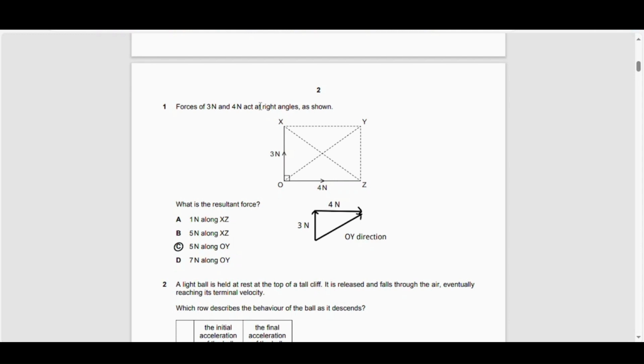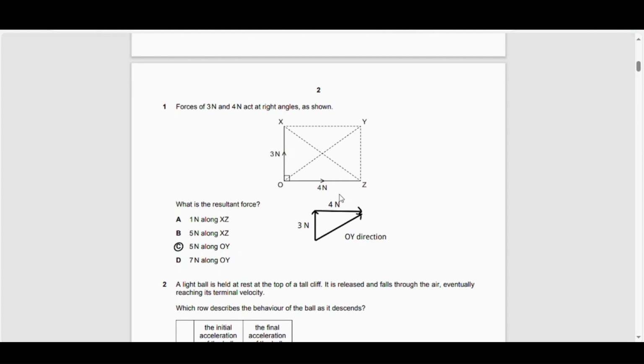Now, the first thing that you should do is to create the vector triangle. To create the vector triangle, you need the head of the first vector to touch the tail of the second vector, right? And you'd have a resultant that starts from the tail of the first vector and goes all the way up to the head of the second vector. So here, that's what I've done.